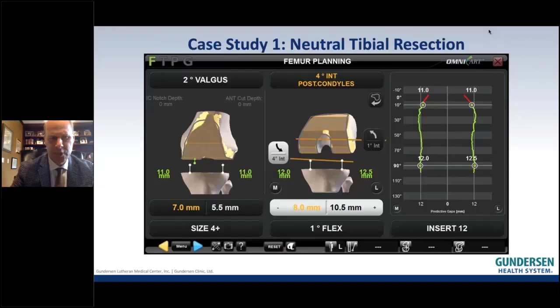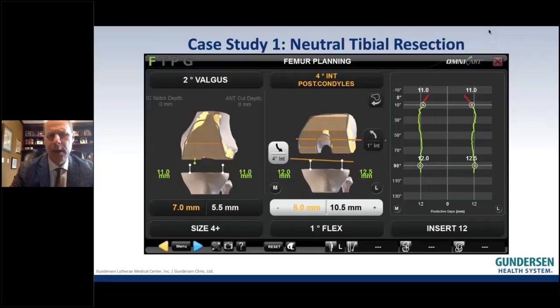And now if we move over to the left screen, you can see that I've cut the femur in 2 degrees of valgus. My resections are at the bottom, 7 and 5.5 millimeter resections. And with a hypoplastic femur, frequently you're going to resect less bone on that lateral side anyway with a valgus knee. So that's not uncommon that you don't take much bone on that side.